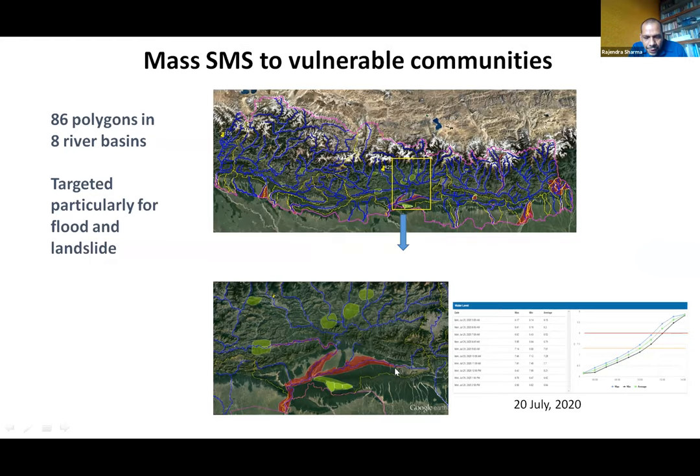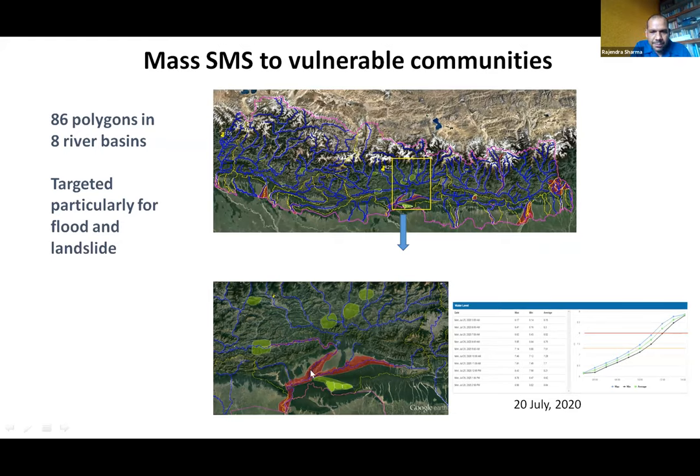For example, if at the station of this location the warning level or danger level of the river is crossed, then we immediately issue mass SMS to all the people living in these polygons. And if the warning level of water at this station is crossed, we immediately issue the mass SMS, bulk SMS, to all the people living in these polygons. They are living in the floodplain. They are vulnerable people.